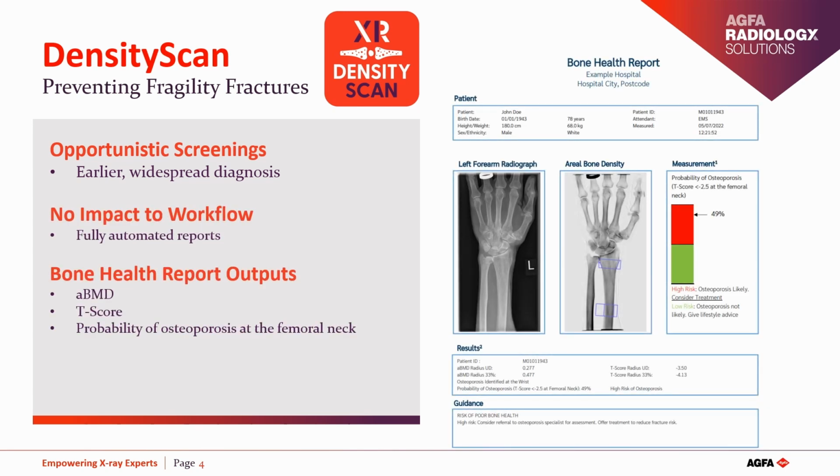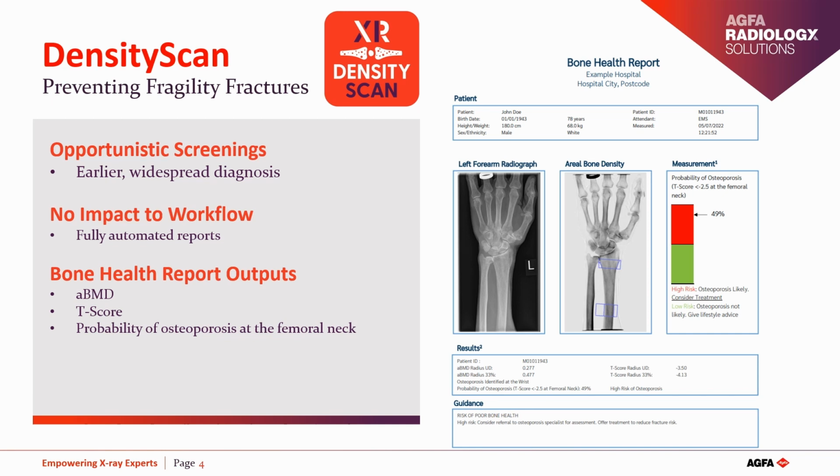Density scan runs in the background. It's fully automated and requires no change to the technologist's workflow. Density scan uses several inputs, including the ratio of the direct to scatter radiation, to deliver a full bone health report to the radiologist and the referring provider.